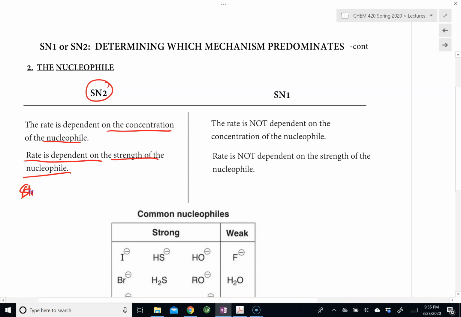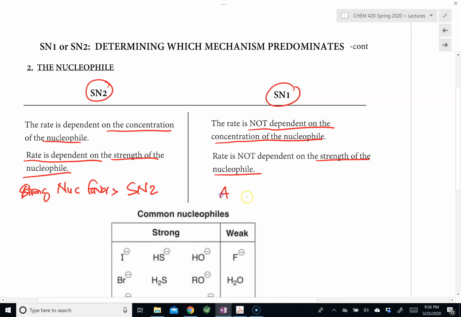So strong nucleophile favor SN2 mechanism, because this nucleophile has to be able to attack in order to undergo substitution or SN2 mechanism. Versus in the SN1 mechanism, the rate of the reaction is not dependent on the concentration of the nucleophile. So therefore, the rate is not dependent on the strength of the nucleophile either.